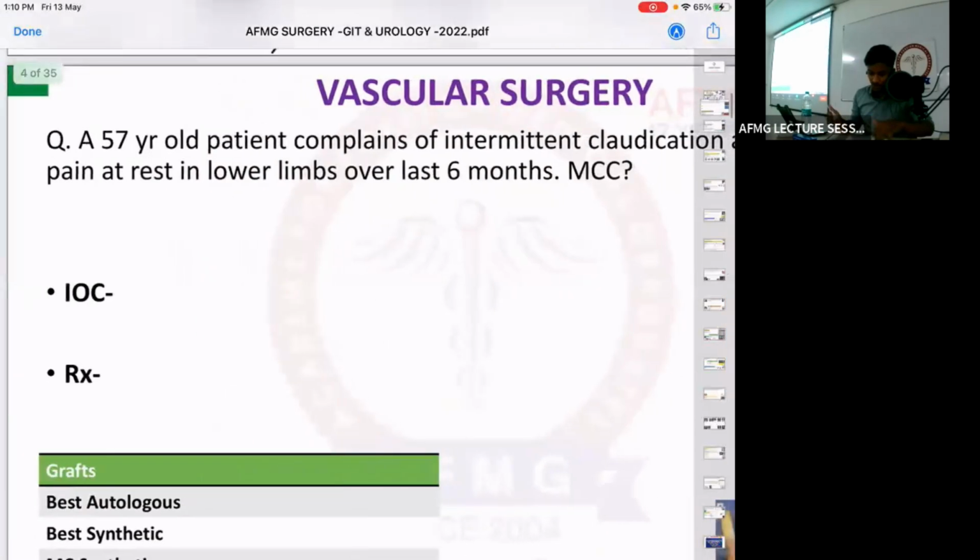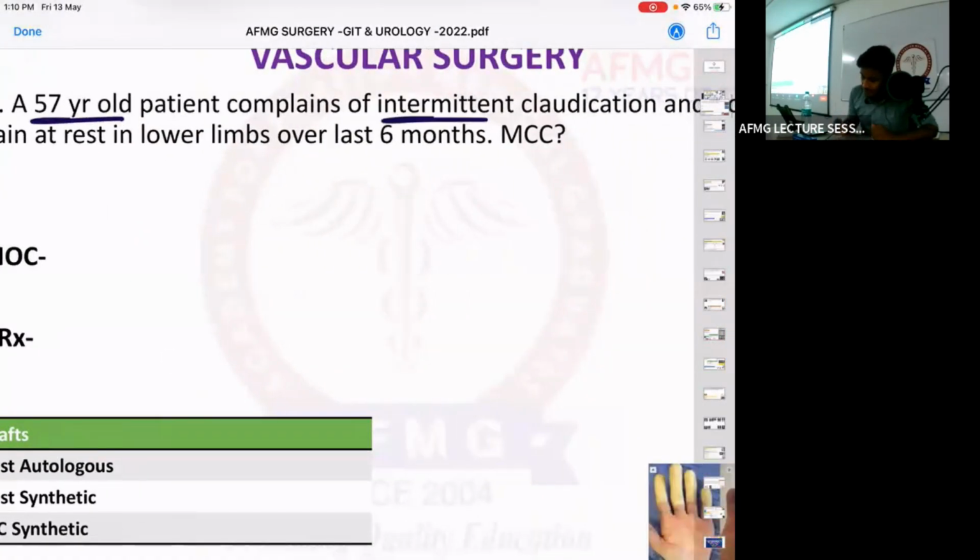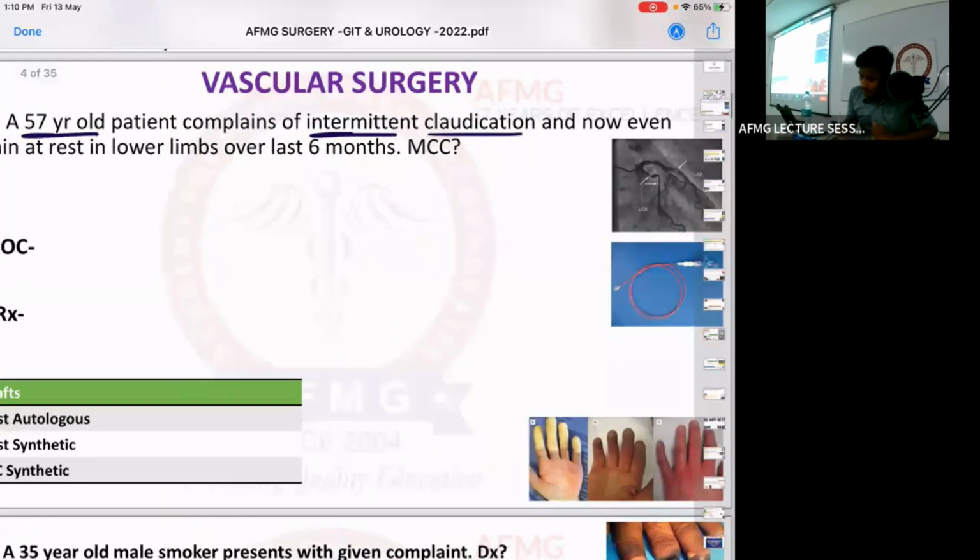Starting with vascular surgery now. A 57-year-old patient complains of intermittent claudication. What do we mean by intermittent claudication? When the patient starts walking, there is pain in the calf. That is what is called intermittent claudication, for your lower limb. Or whenever the patient starts writing, there is pain in the upper limb. That is also intermittent claudication. Pain on activity is called intermittent claudication.